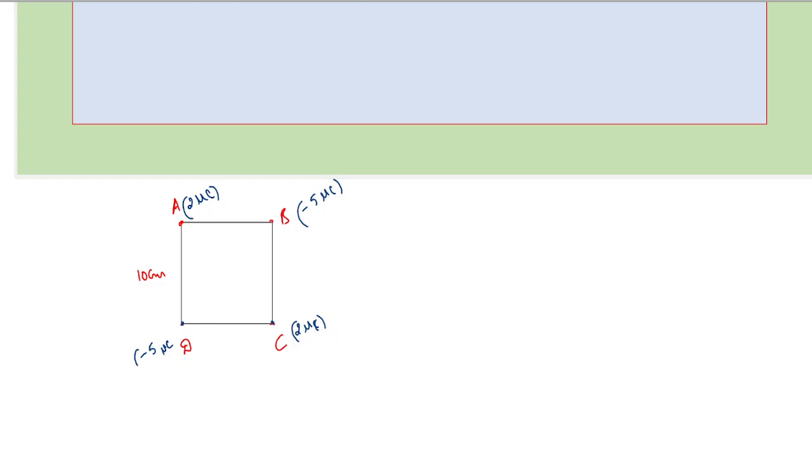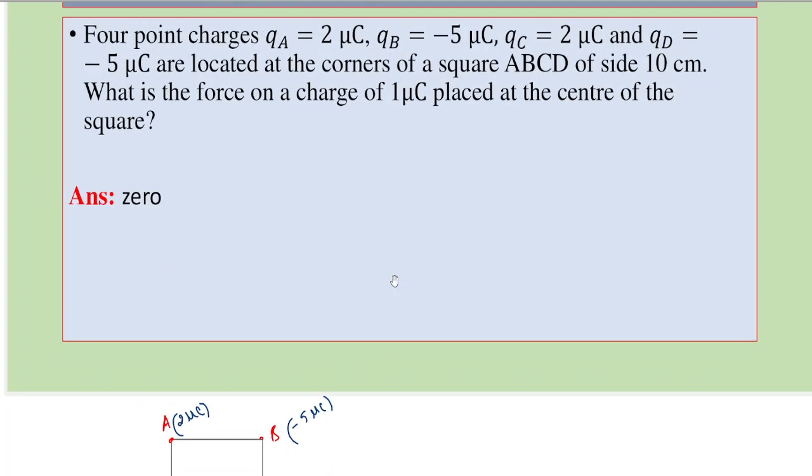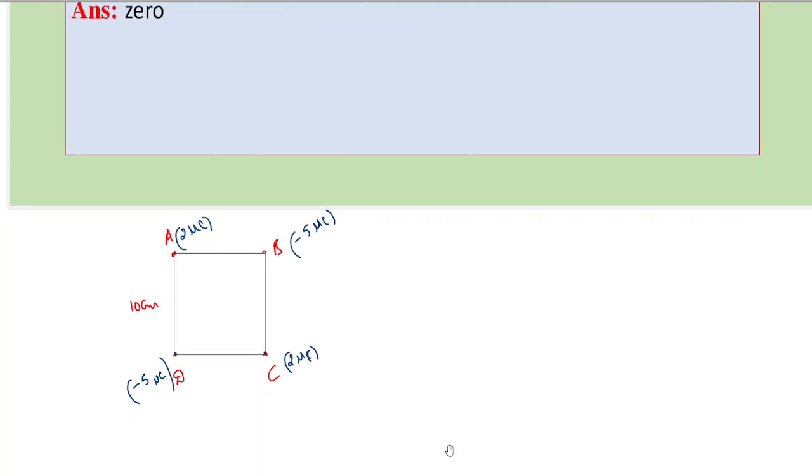The question says, what is the force on a charge of 1 microcoulomb placed at the center of the square? The center of a square is the point where the two diagonals intersect each other. So this is one diagonal and this is another diagonal. The point where they intersect is called the center of this square, and we call it O. The charge placed here is 1 microcoulomb. So we need to find the force on this charge.